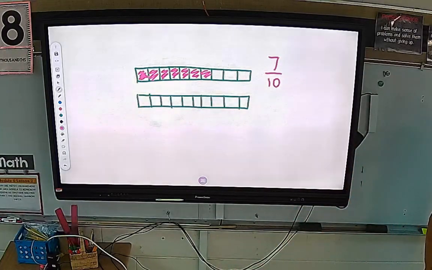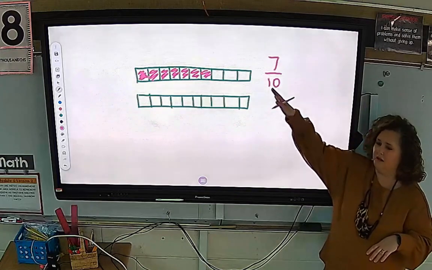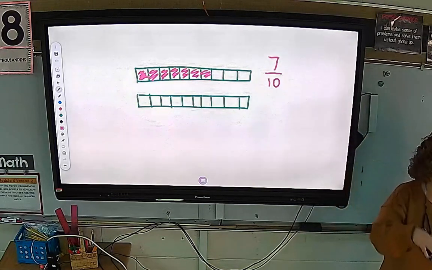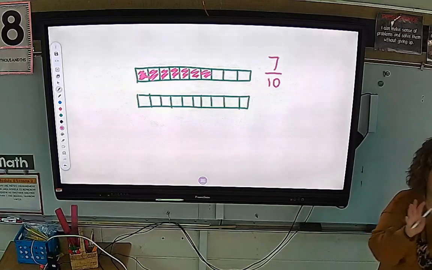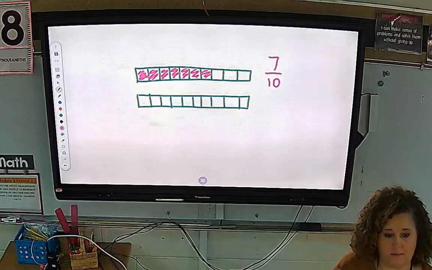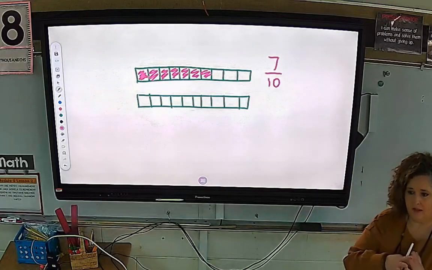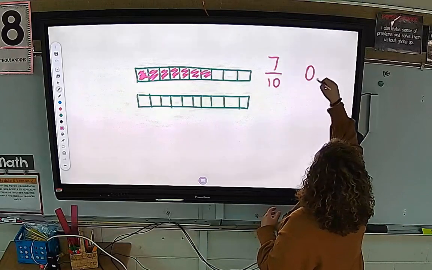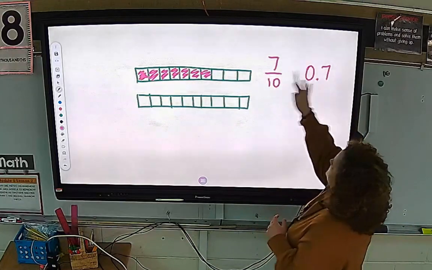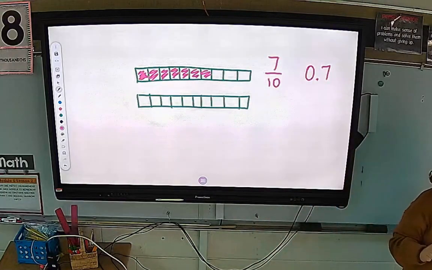All right. So, Alex, unfortunately, you weren't here yesterday, but I'm hoping you're going to pick some of this up. Okay. When we have this, how is this written as a decimal? Okay. Decimals are small parts. Fractions are small parts. They're really the same kind of thing. How do we write that, Bailey? 0.7. These are exactly the same thing, okay?